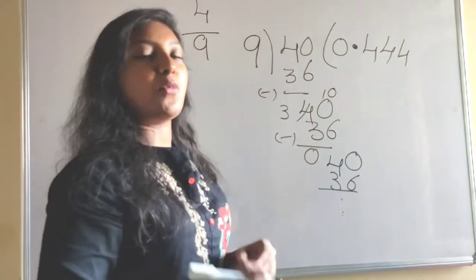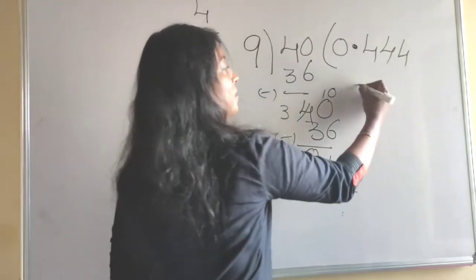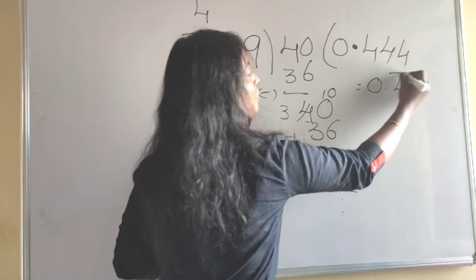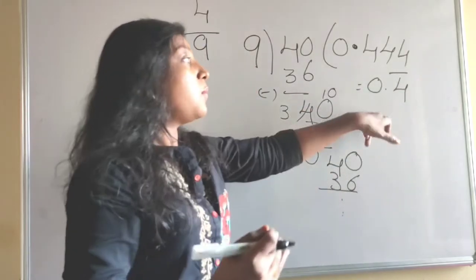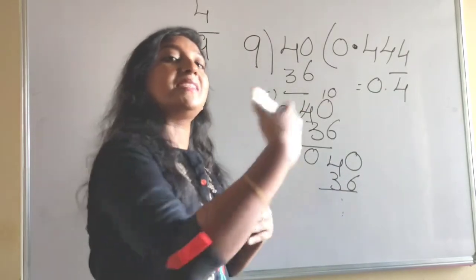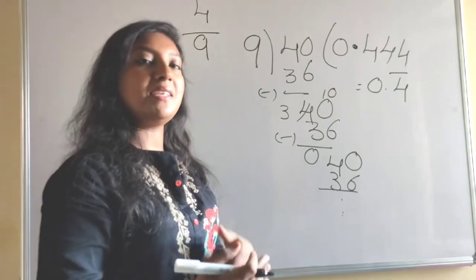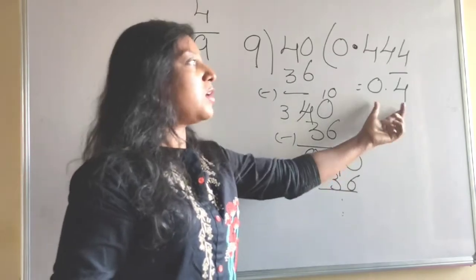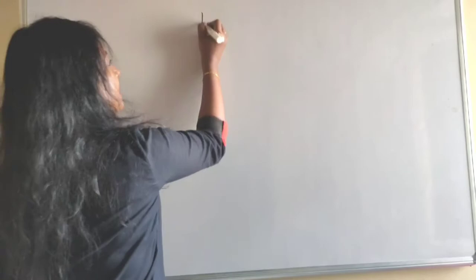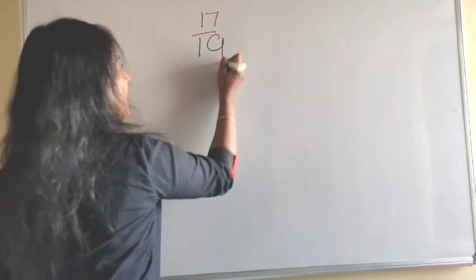That is 0.44444. So instead of writing this we can write 0.4 bar. The bar at the top of the number represents that the number is recurring. That means the number is repeating. So 0.4 bar. Now I am taking 17 divided by 19.